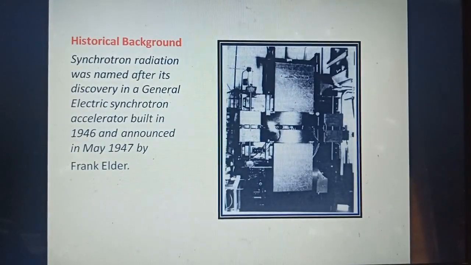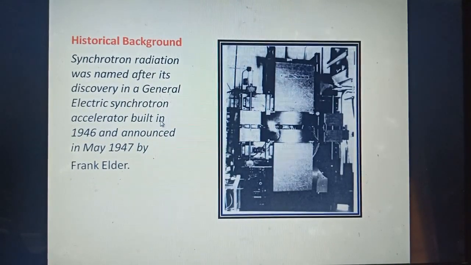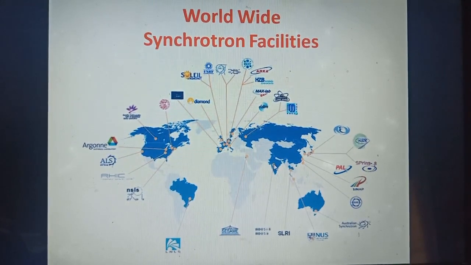And this is the historical background, and this picture indicates your synchrotron radiation chambers. Synchrotron radiation was named after its discovery in a General Electric synchrotron accelerator built in 1946 and announced in May 1947 by Frank Elder. This is the worldwide synchrotron facilities. In India also there is a synchrotron facility to increase the speed of the electron.